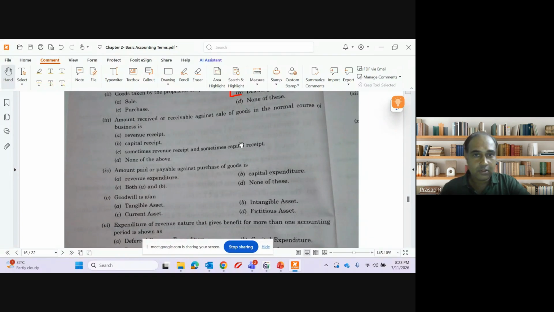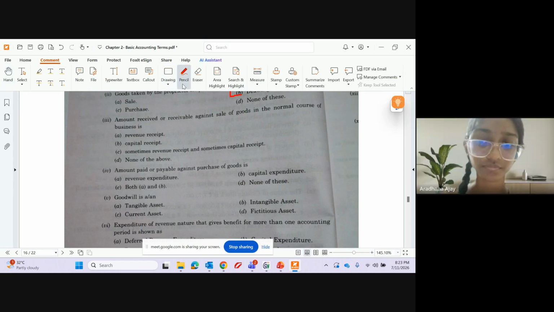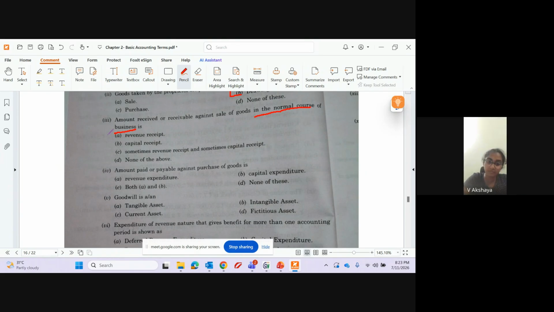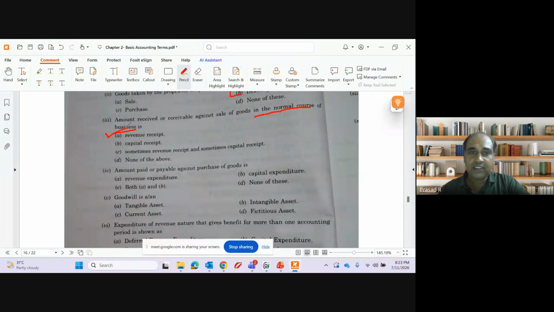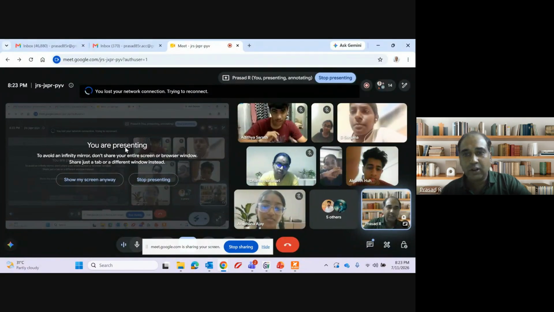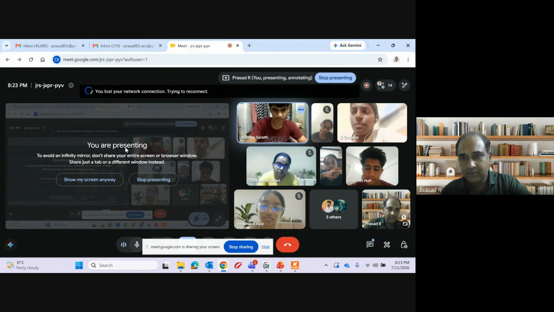Amount received or receivable against sale of goods. One very important thing to understand is in the normal course of business, is it revenue or capital? Revenue. Whenever it is related to business in the normal course, it is called revenue. If it is not in the normal course of business, it is called capital.